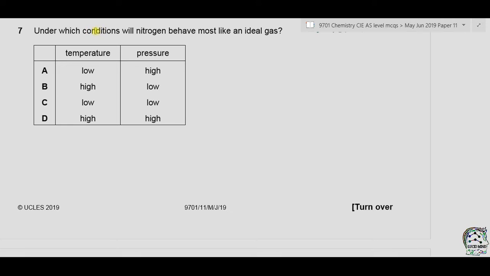Question number 7. Under which conditions will nitrogen behave most like an ideal gas? There are few properties of ideal gas, among which we have that the distance between the molecules is very large as compared to the diameter of the molecules, and second is that there are no forces of attraction or repulsion present between the molecules. Now we can see that the effect of temperature is that if we increase the temperature, the kinetic energy of the molecules increases and the intermolecular forces are reduced. So the temperature must be high for ideal gas situation.